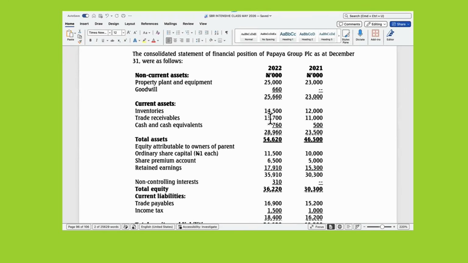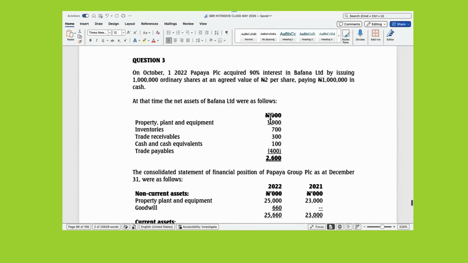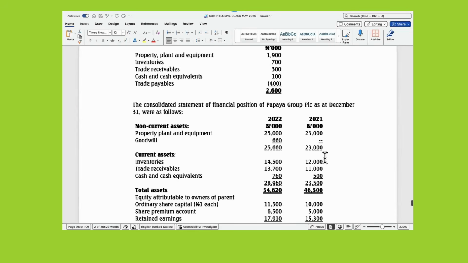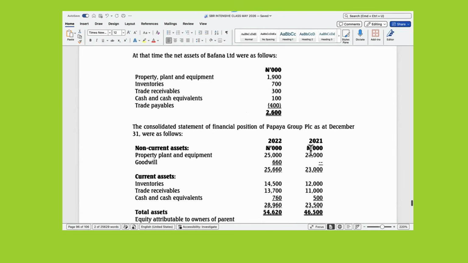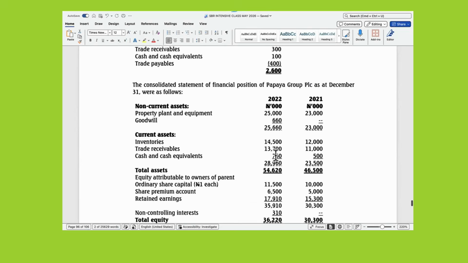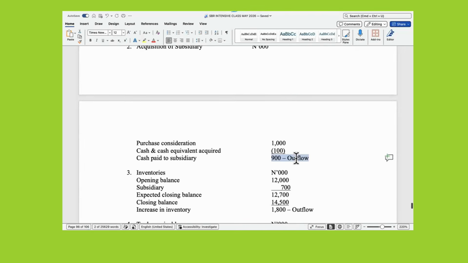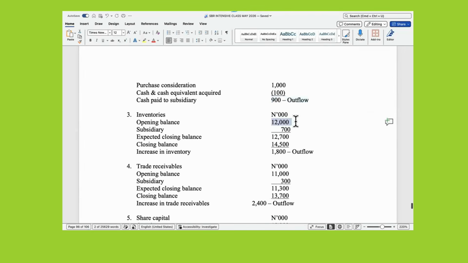For this one, just look at the movement, but don't forget to include the subsidiary's inventory of 700. So it will be 12 plus 700. Compare that with this 14.5. The same thing for the receivables: 11 plus 300. Compare that with this 13.7. I will ignore the cash because it's a reconciliation item. And that is what I did here for the movements. 12 plus the subsidiary's gives 12.7. I compare that with the closing. There's an increase in the inventory, an outflow.